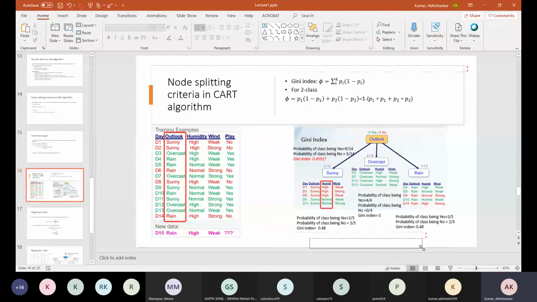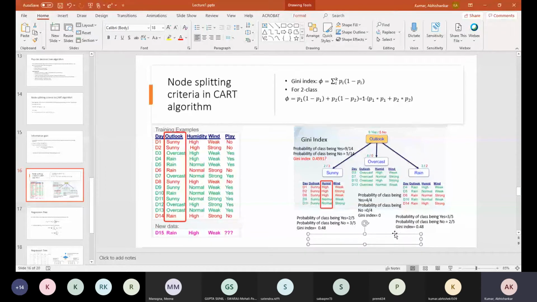Hello? Yes, sir. Understood? So what will be the solution actually? 0.4591 minus, you tell me exactly how much.